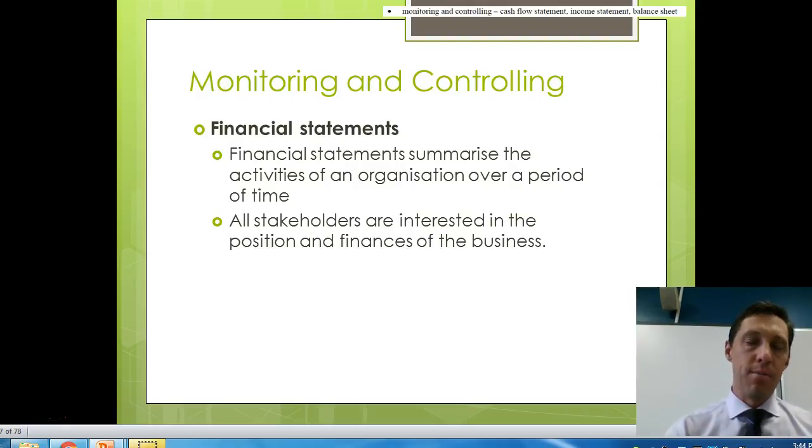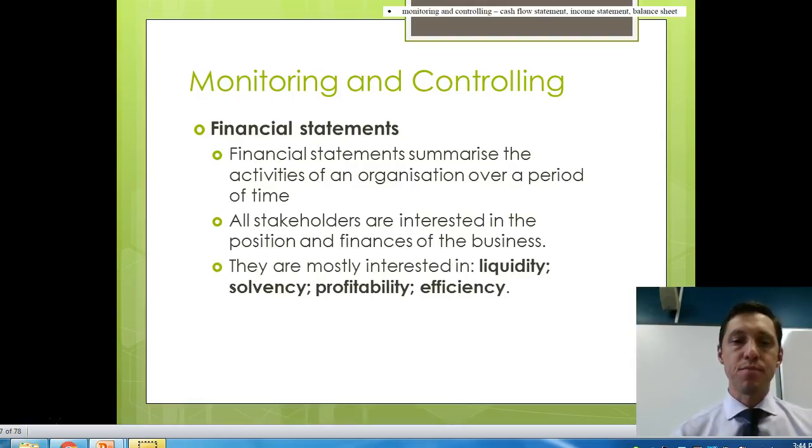Internal might be management, employees. External could be prospective shareholders, existing shareholders, the government, the tax office. For any of those stakeholders, these financial statements are imperative because they allow them to monitor that particular business. For example, the tax office can use financial statements to monitor profitability and how much tax this business should actually be paying. For other stakeholders, that might mean controlling as well, so internally, allowing management to effectively control that particular business.